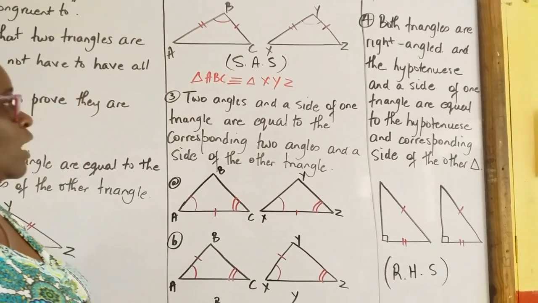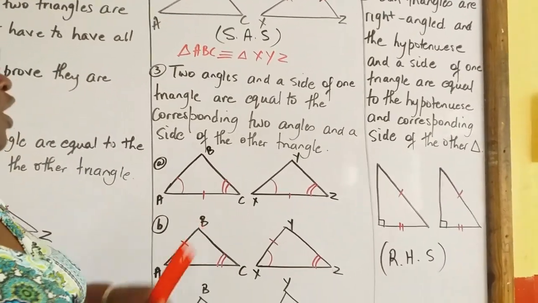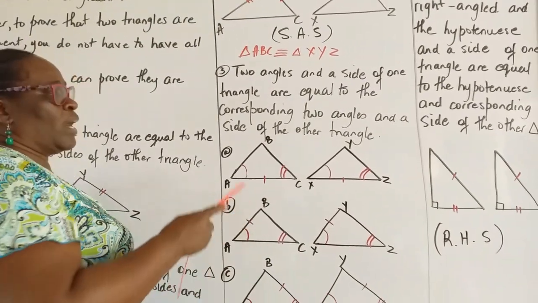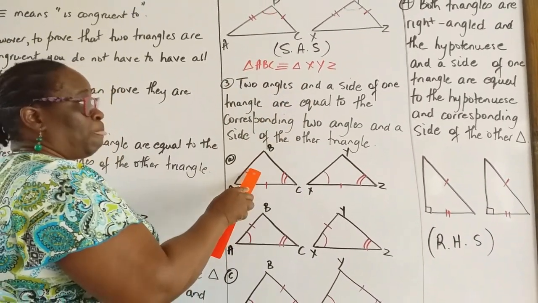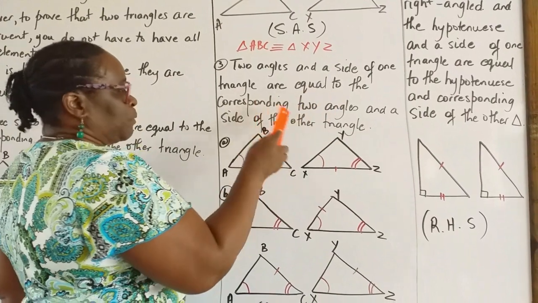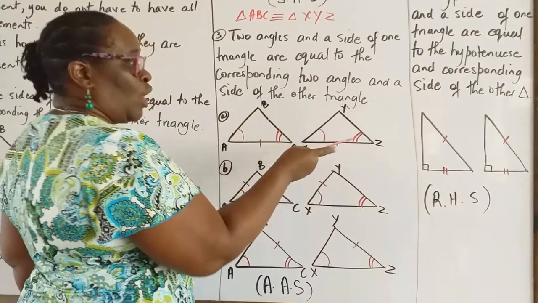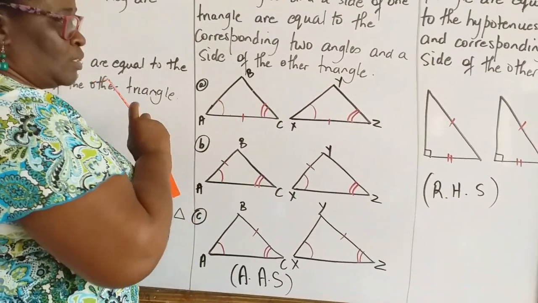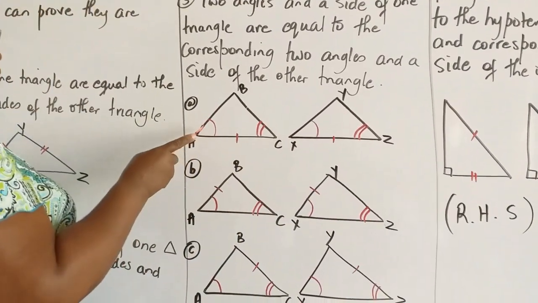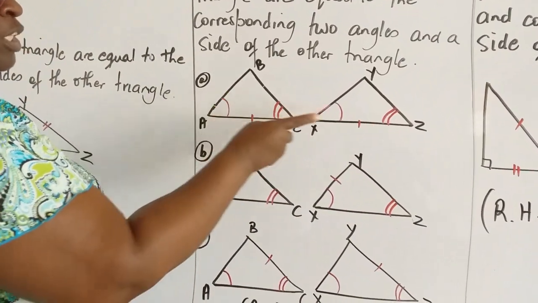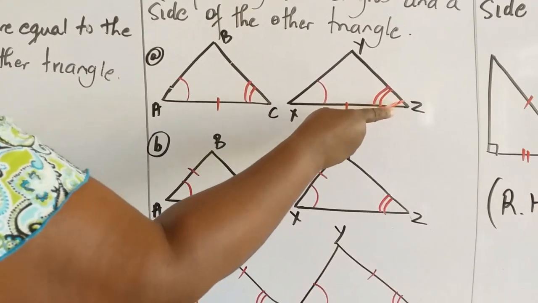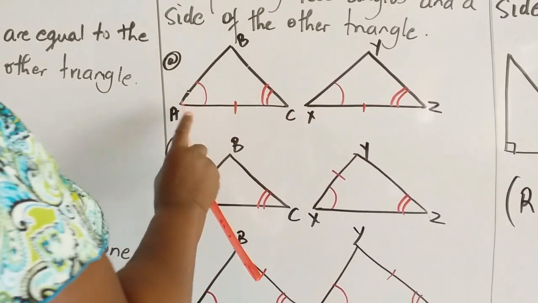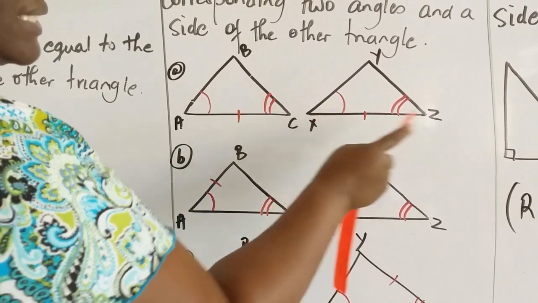Alright, so that's the second proof. The third one now is where we are given two angles on a side of one triangle, and they must be equal to the corresponding two angles on the side of the other triangle. Alright, so here we have one angle here corresponding with this one. The other angle over here, C, corresponds with Z, and the side AC corresponds with XZ.